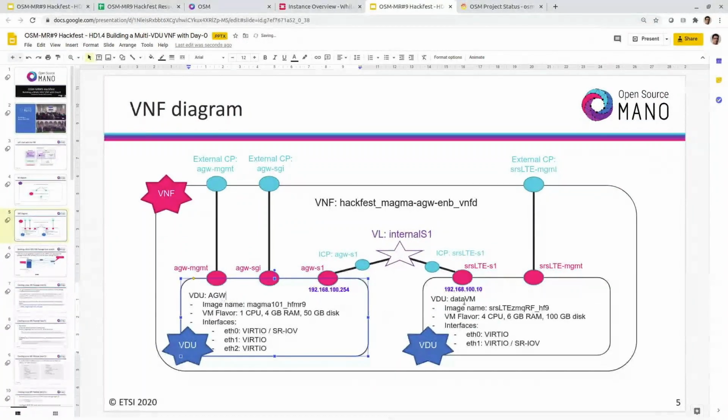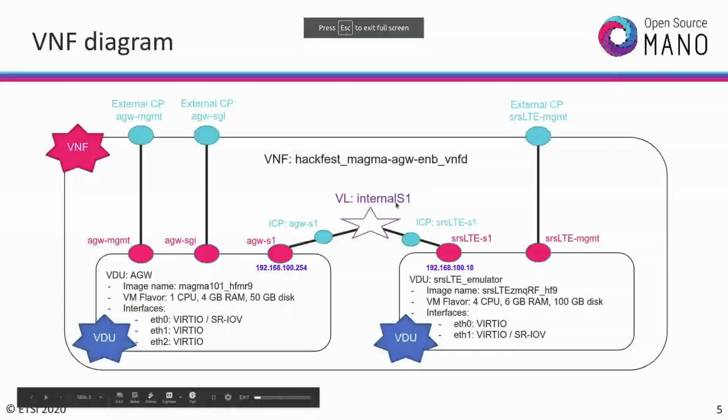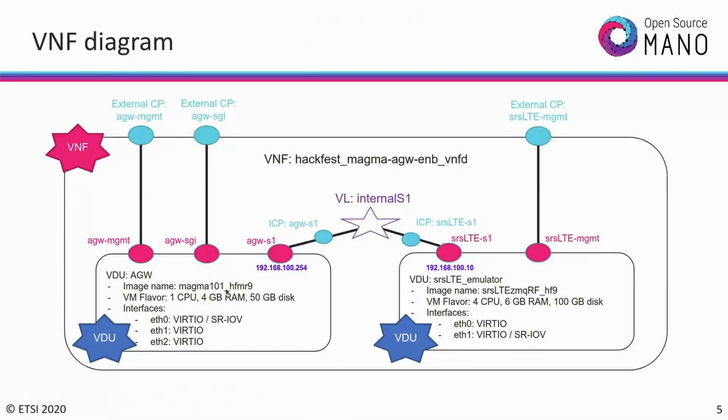And this should say the series SRS LT emulator. Okay. Just for you to know that this is the packet core and this is the emulator. It uses an image name that is already in OpenStack, which already has all the operating system, the packages, and the base software components of the Magma packet core.